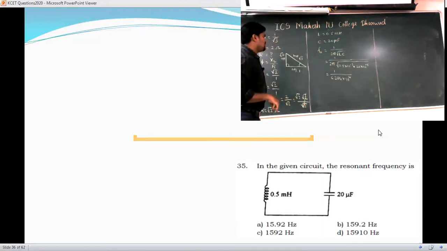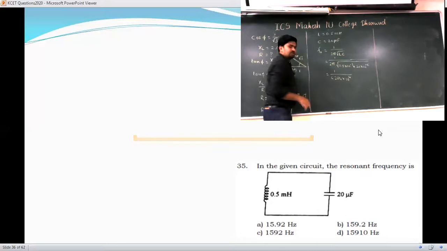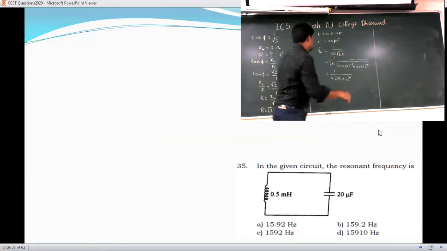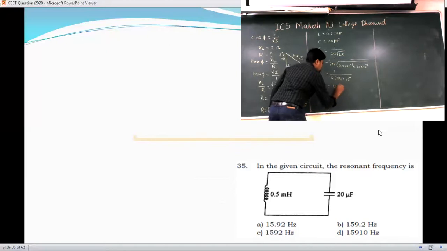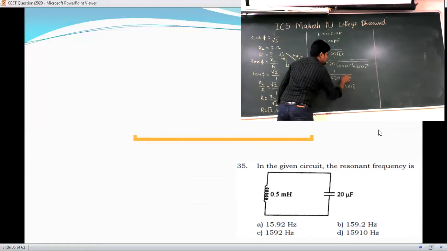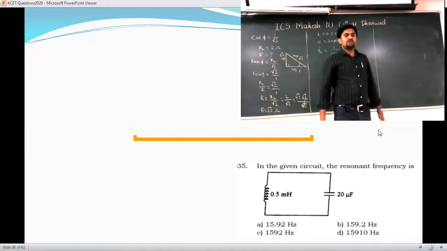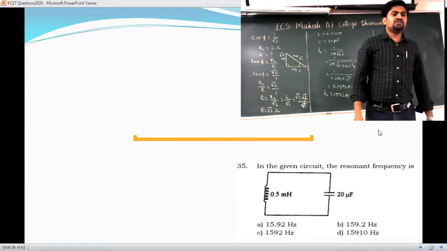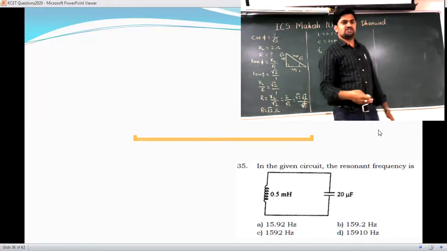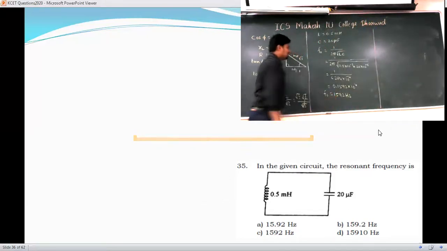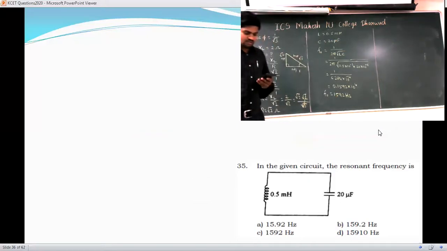So it is 1 by 6.284. If you take that, it will be around 0.1592 into 10 raised to 4 after taking it to the numerator. So that will be 1592 hertz. That is the resonating frequency we are getting in this problem. This is called a tank circuit. By using this tank circuit, we produce the frequencies. So the resonant frequency you are getting here is 1592 hertz. Yes, we'll go to the next one.